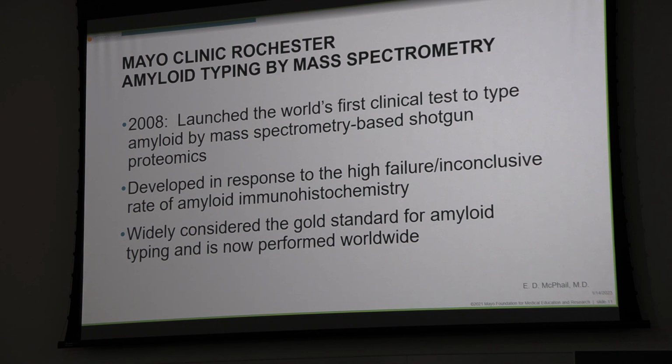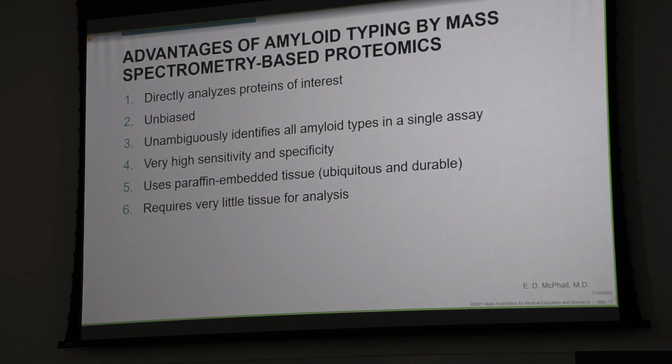So we obsoleted our IHC for all the amyloid proteins back in 2008 because we realized this works so much better. And why it's a great test: it directly analyzes the proteins of interest, it's unbiased, it unambiguously identifies all amyloid types in a single assay, with very, very high sensitivity and specificity. Sensitivity is about 98%. The couple percent we miss is usually because there's not enough amyloid present to do the test. And specificity is about 100%.